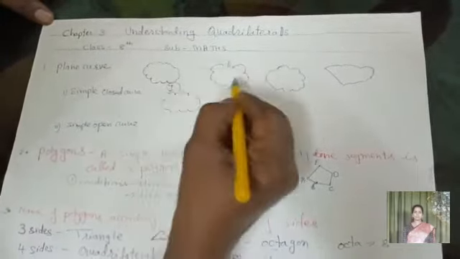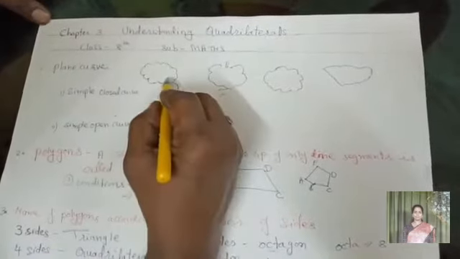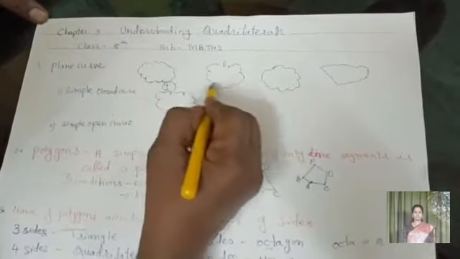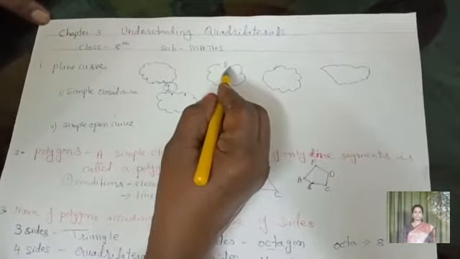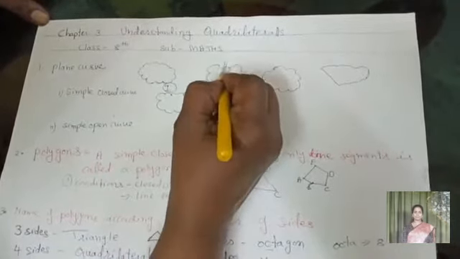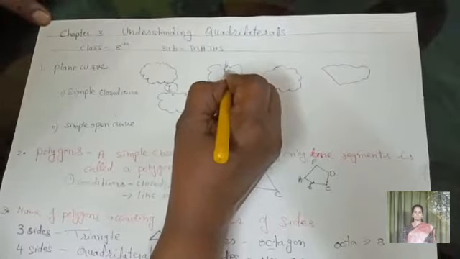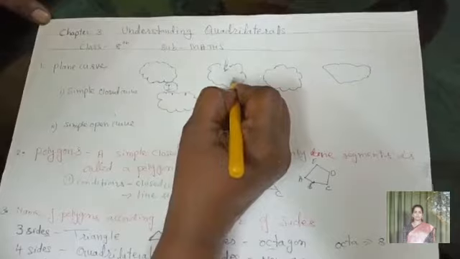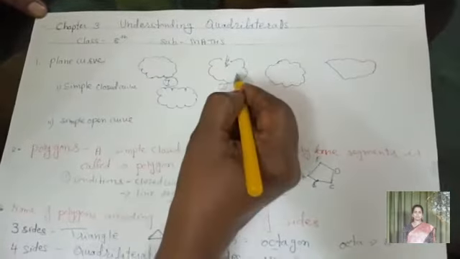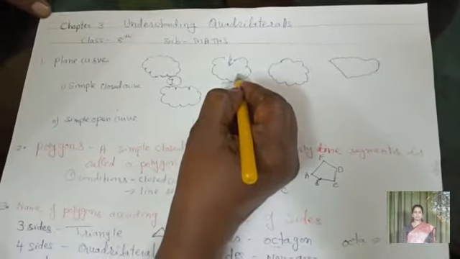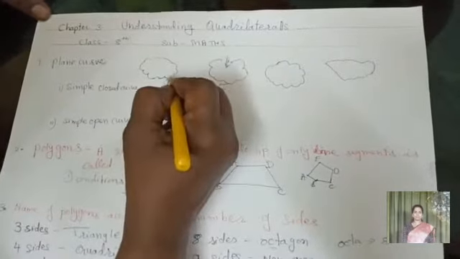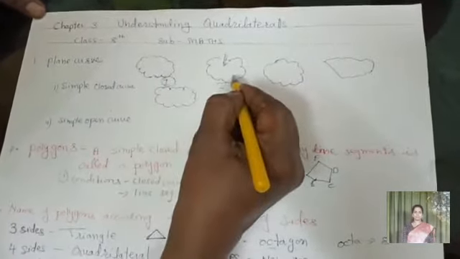The curves are of two types. Can you see in the first figure? The curve is closed. And in the second figure, the curve is open. We can enter in this curve. So, though both the curves are simple curves, one is closed and the other is open. So, it is clear for you what a simple closed curve and an open curve are.